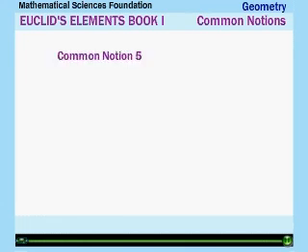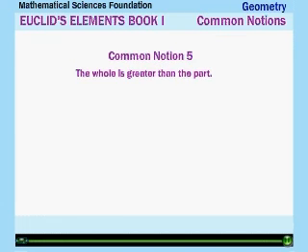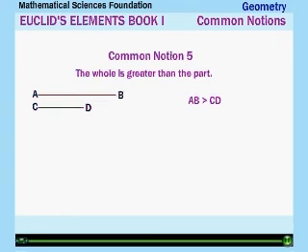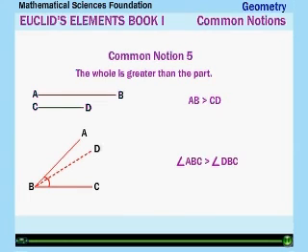The fifth notion tells us that the whole is greater than the part. That is, if we take a part of a line, its length is always going to be smaller than the length of the bigger line. If we take a part of an angle, it is going to be smaller than the whole angle.